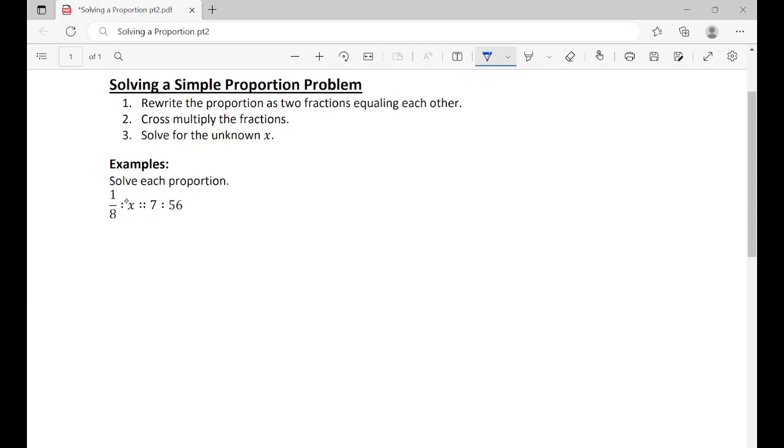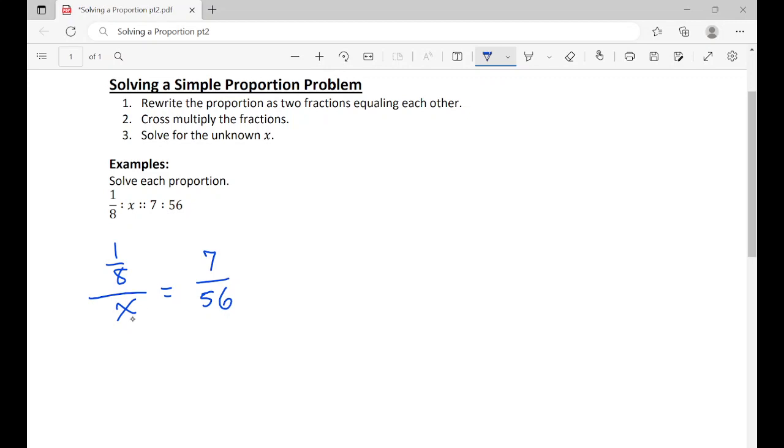So we have the proportion 1/8 to x as 7 to 56. So we're going to write this as two fractions equaling each other. So we're going to have 1/8 over x equals 7 over 56.